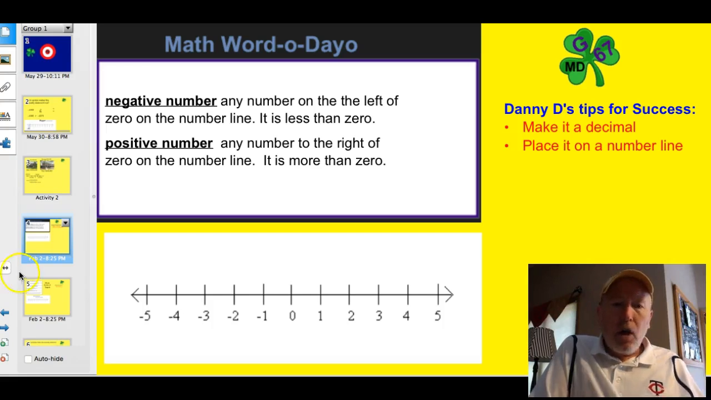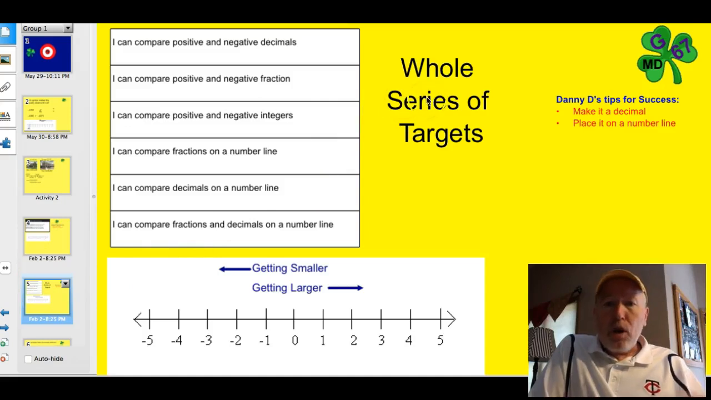Right? Okay, let's just jump right in and do a problem here. First of all, there's a whole series of 7th grade targets here: comparing positive and negative decimals, comparing positive and negative fractions, integers, comparing them on a number line, comparing decimals on a number line. So what I did is I just took all these and mixed them all together. I'm giving them to you all at once. Keep in mind, make it a decimal, place it on a number line, everything's going to be much simpler.